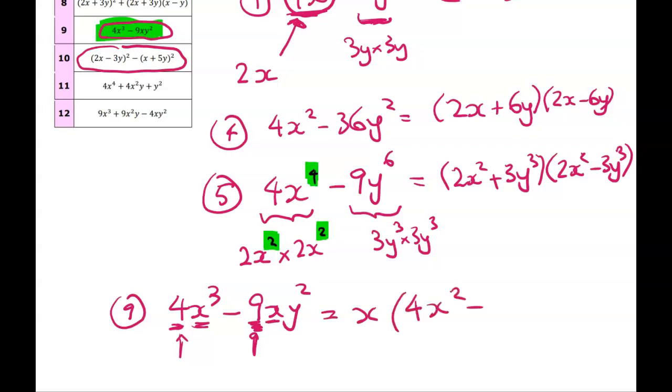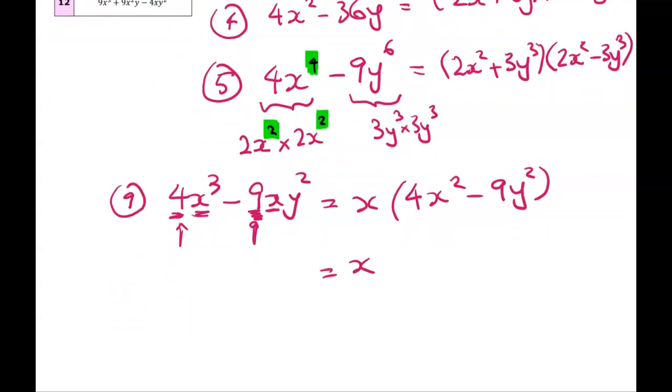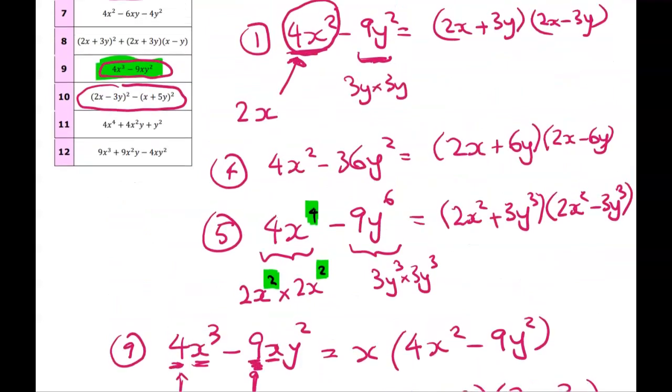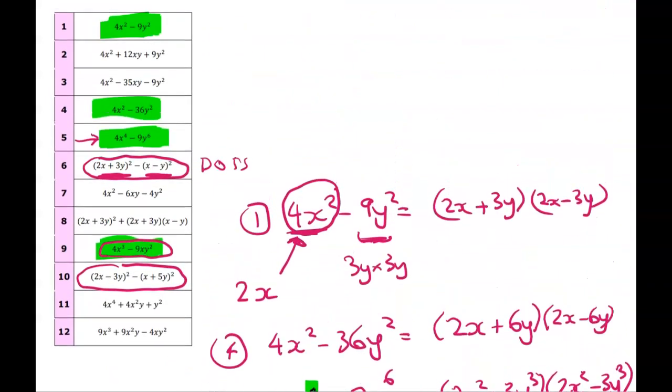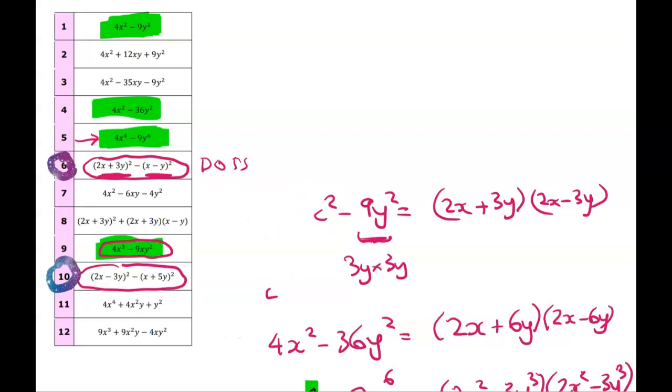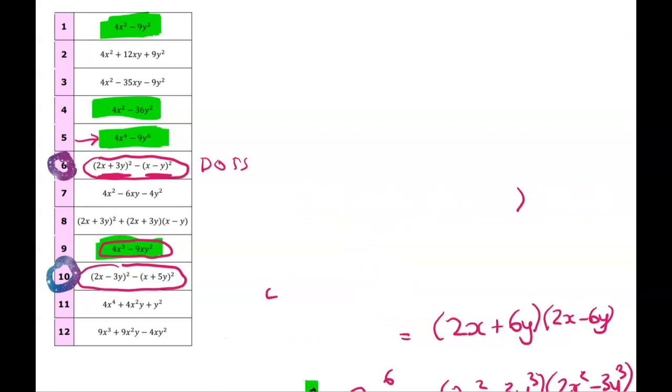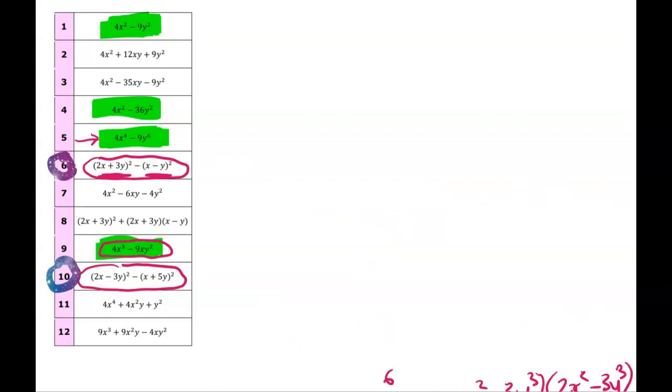Once we take that out, it's obvious that we're back to an easier difference of two squares problem. So we have x times (2x plus 3y) times (2x minus 3y). So that's question 9. Now let's look at these two ones that I've circled in the pink. So this question here, question 6 and question 10, are ones where the thing that's being squared is not just an x or a y or a number. But if you understand the principle of difference of two squares, these are really pretty straightforward.